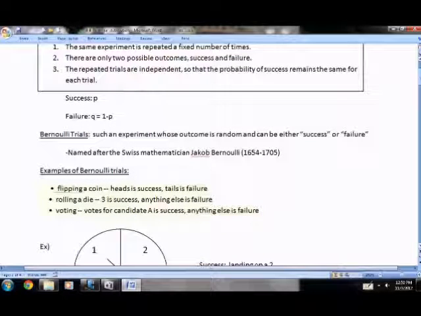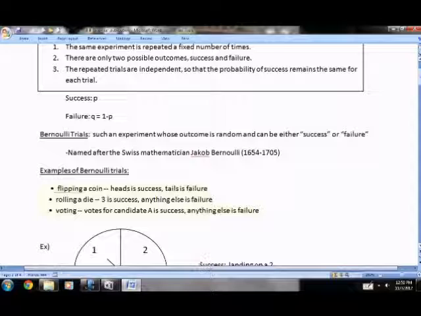Then you have, of course, something like rolling a die. Rolling a die can be considered a Bernoulli trial if you only have one thing that you're looking for. If you're looking for the number 3, that is a success. Anything other than a 3 is going to be a failure. Same thing with voting. If you vote for candidate A, that's a success. Anything else is a failure. So there could be other different types of outcomes. This just depends on how you're categorizing the outcomes.